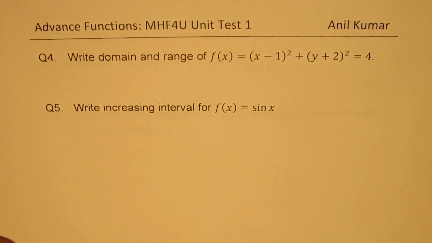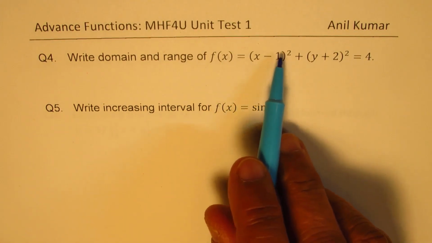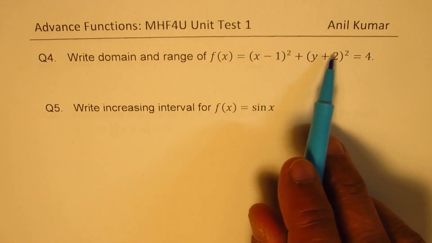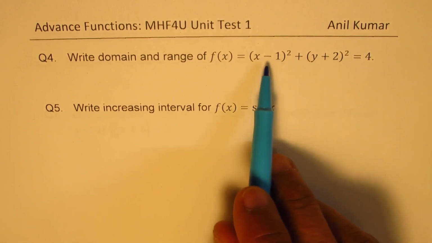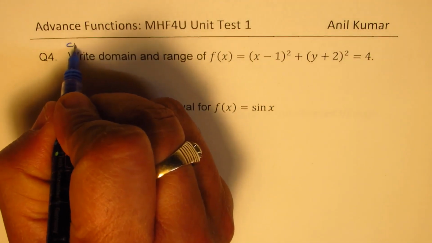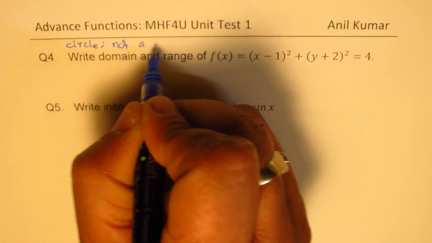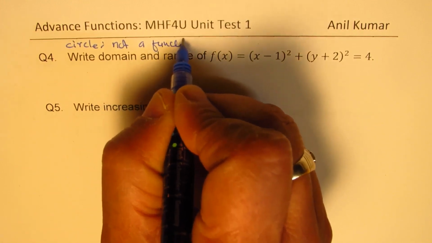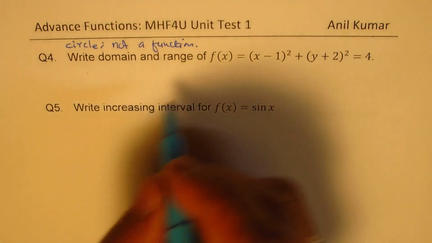Question number 4 is, write the domain and range of (x minus 1) whole squared plus (y plus 2) whole squared equals 4. So this is a circle, which is not a function, right? So clearly we're talking about a circle, which is not a function. So what is its domain and range?